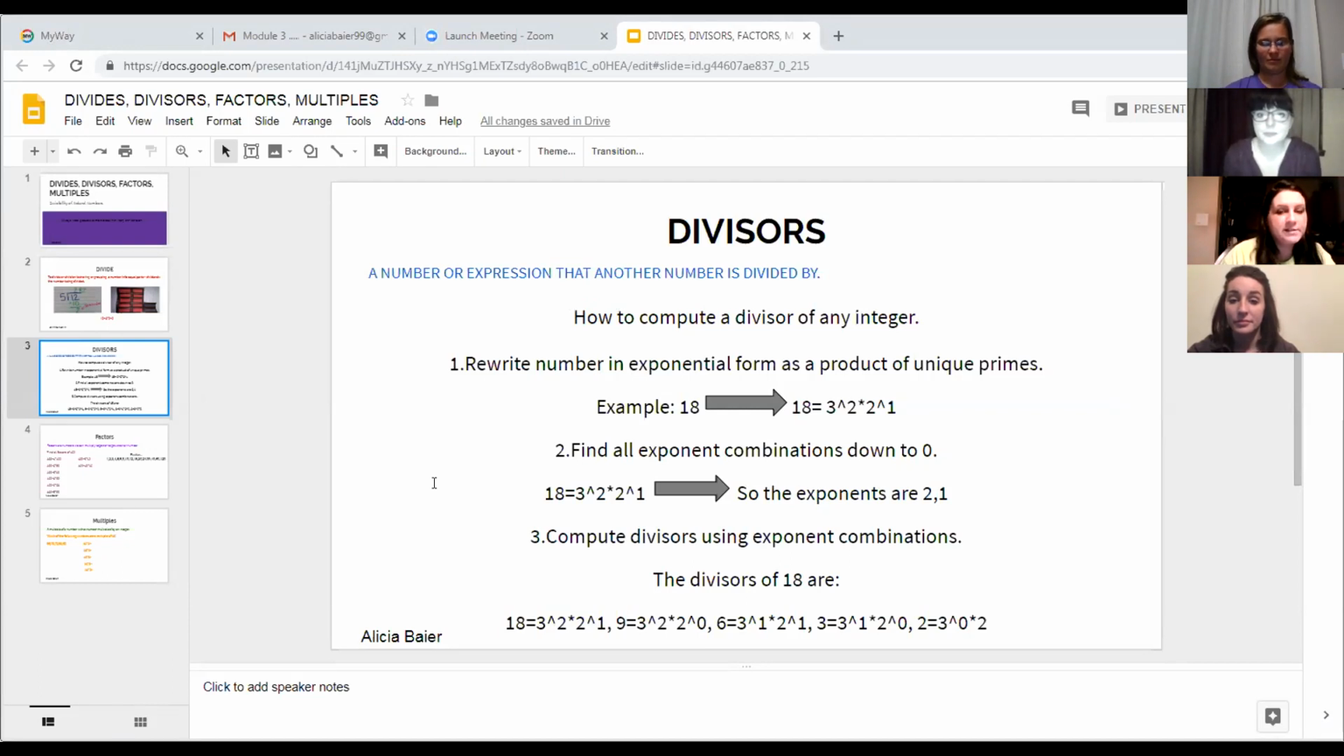Amanda, can you read step 2, please? Add all exponent combinations down to 0. Thank you. 18 equals 3 with the exponent of 2 times 2 with the exponent of 1. So the exponents are 2 and 1. Taylor, can you read step 3, please? Compute divisors using exponent combinations. Thank you. The divisors of 18 are 18, 9, 6, 3, and 2. And it shows what numbers, with how many exponents from that, will equal the number.